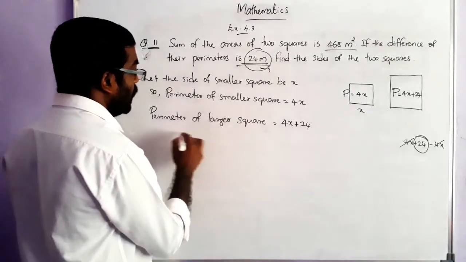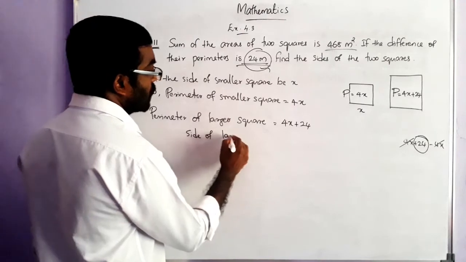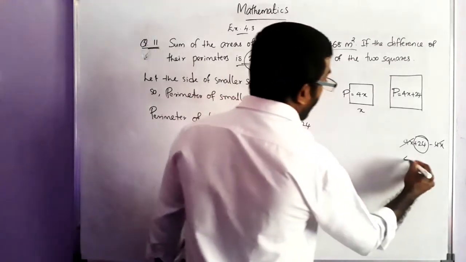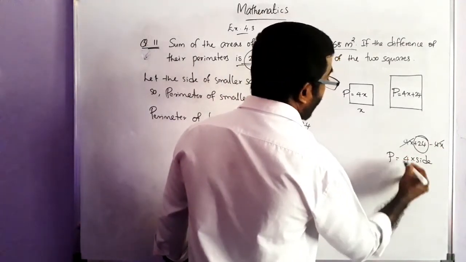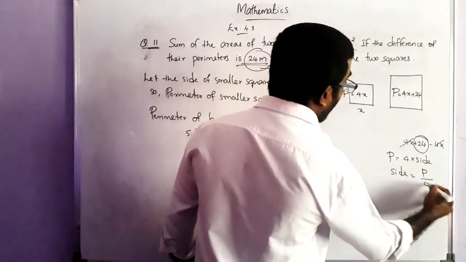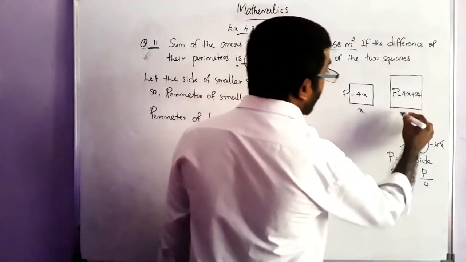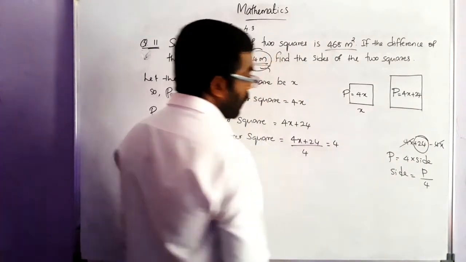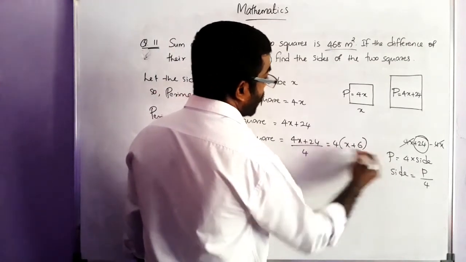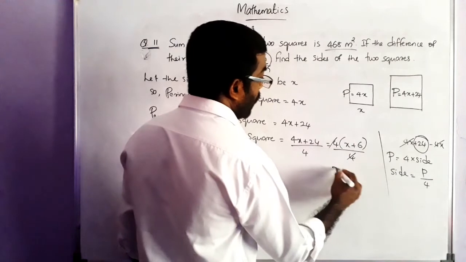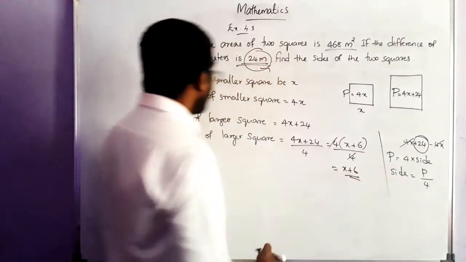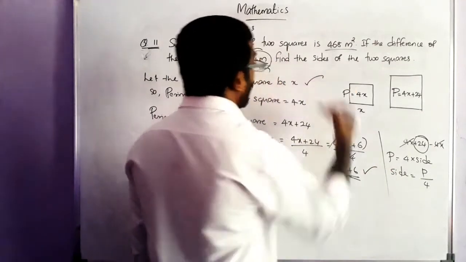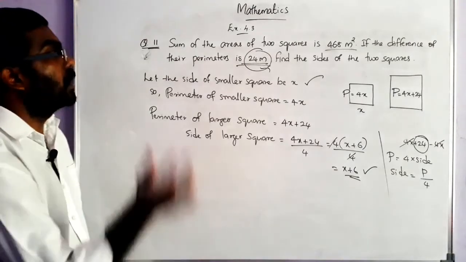From this we can find the side of the larger square. Perimeter is 4 into side, so side is equal to perimeter divided by 4. So here 4x plus 24 divided by 4. On 4 we can take common, so 4 into x plus 6 divided by 4. 4 and 4 cancel. We get x plus 6. So the side of the larger square is x plus 6 and the side of the smaller square we take as x. Now come back to the question.